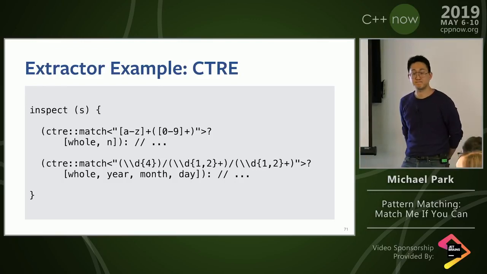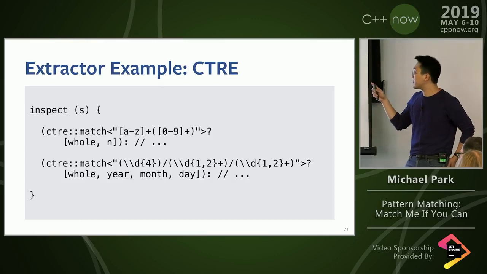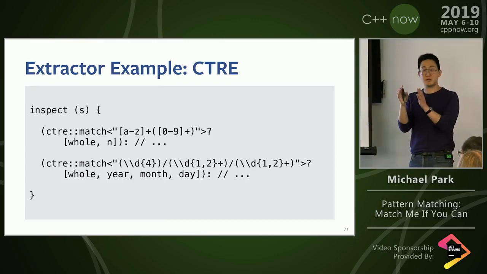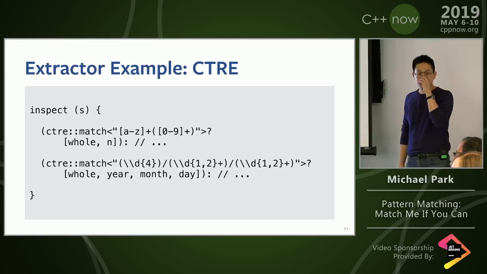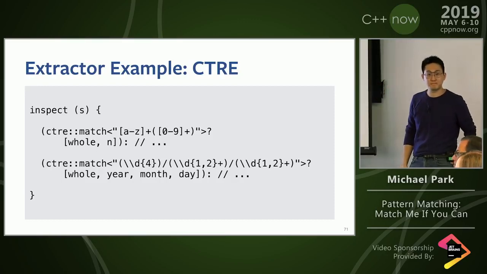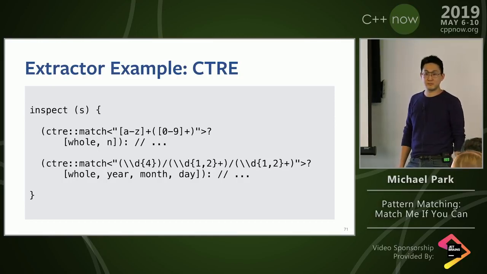Yeah, question? Can you remind me of the meaning of the word whole here? So CTRE match returns the first match, which is the full match. The regular expression always returns what was matched as capture 0, so 0, 1, 2, 3. So the whole is the first match of the regular expression, which is generally the entire match, as opposed to the captures that you specified.